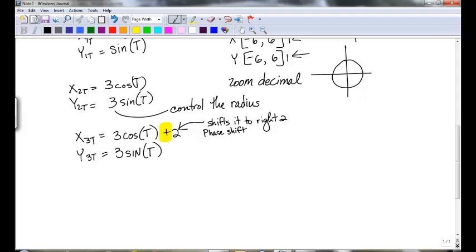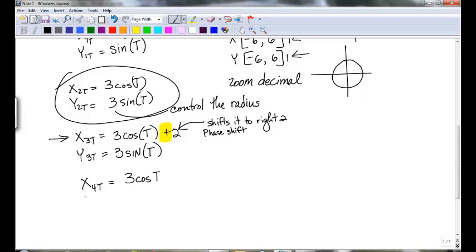If I want to take this original and shift the whole circle up 2, I've got to add it to the y. So in x sub 1 of t, we would just leave it 3 cosine t, and in y sub 1 of t, we're going to do 3 sine of t, and then plus 2. This will do a vertical shift up 2.